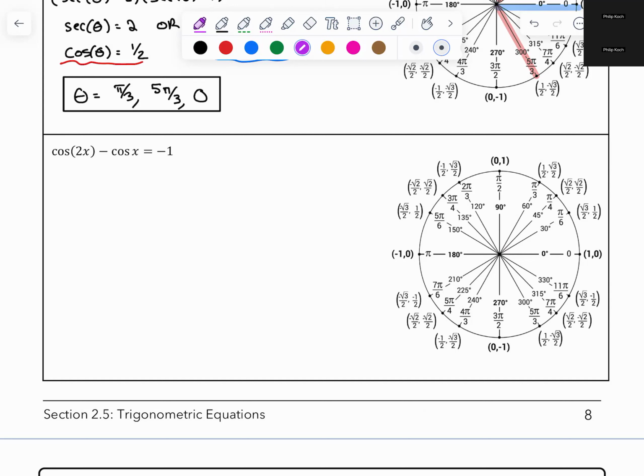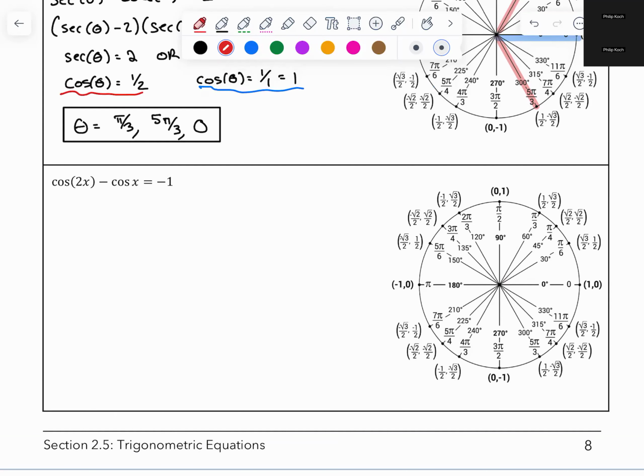So, John Doe, our silly student, is like, oh, I got this. I know the double angle formula. Cosine of 2x is cosine squared of x minus sine squared of x. And so then it's minus cosine x equals -1. Why is that not good?